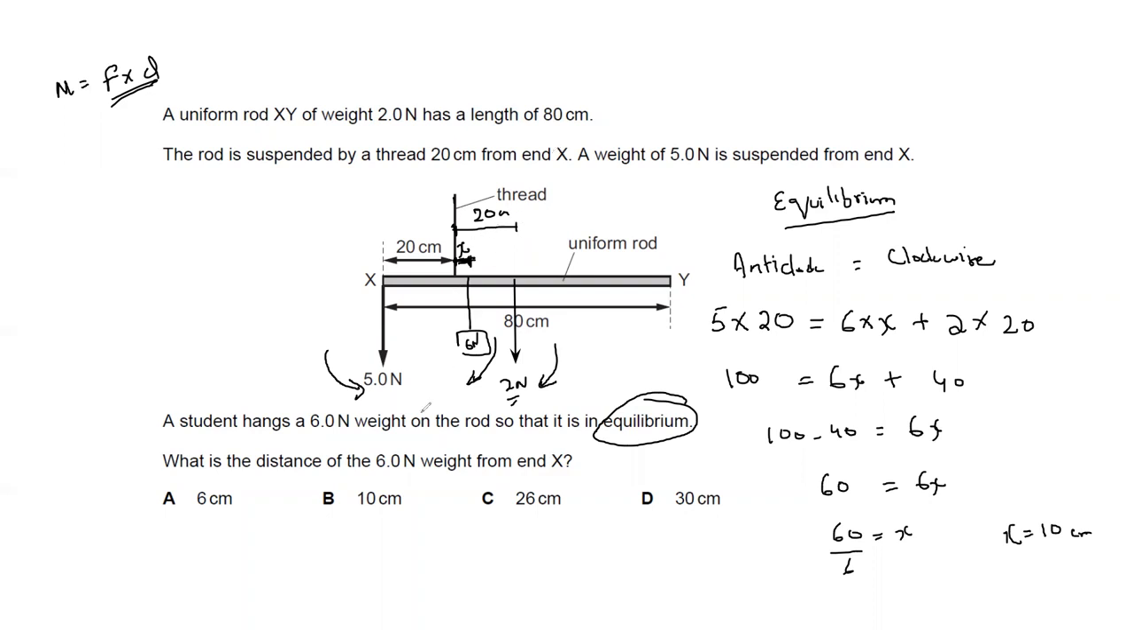But if you read the question, what they ask is the distance between the end x and the 6 Newton. So this value of x, this distance, is coming out to 10 centimeter. But what distance are they asking? They are asking the distance between the end x and the 6 Newton. So what is the distance between the end x and the 6 Newton? So 20 plus 10, that is equal to 30. So D will be the right answer. Is this question clear?